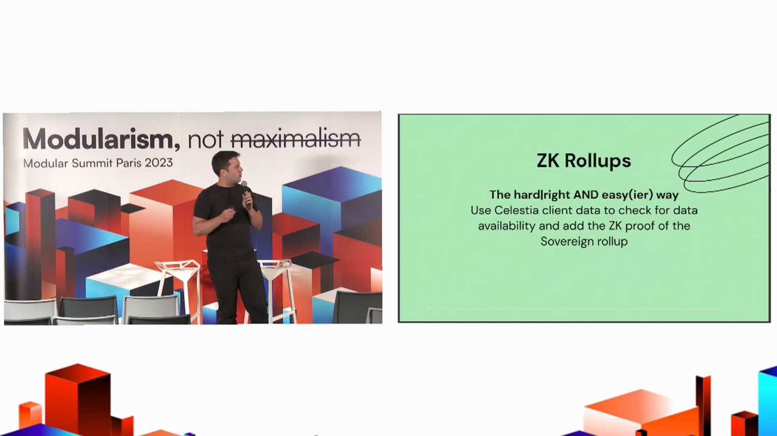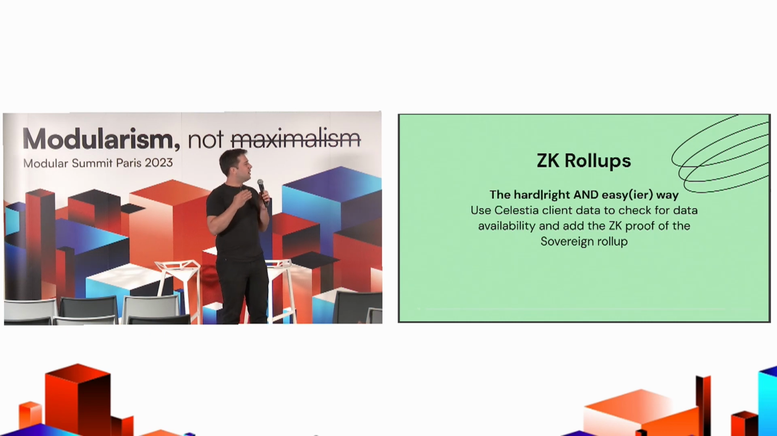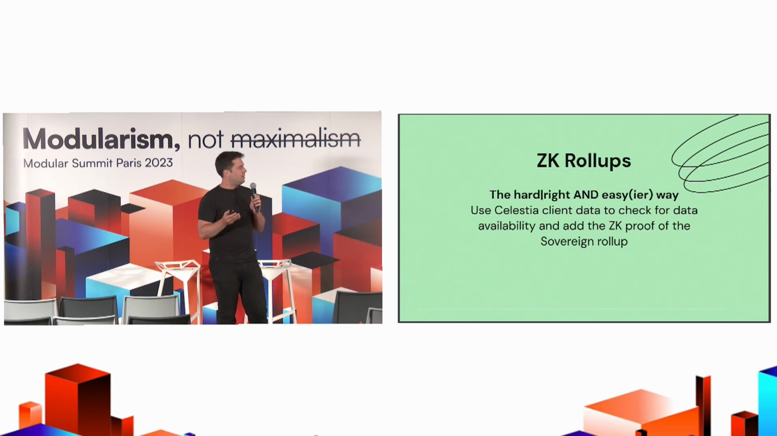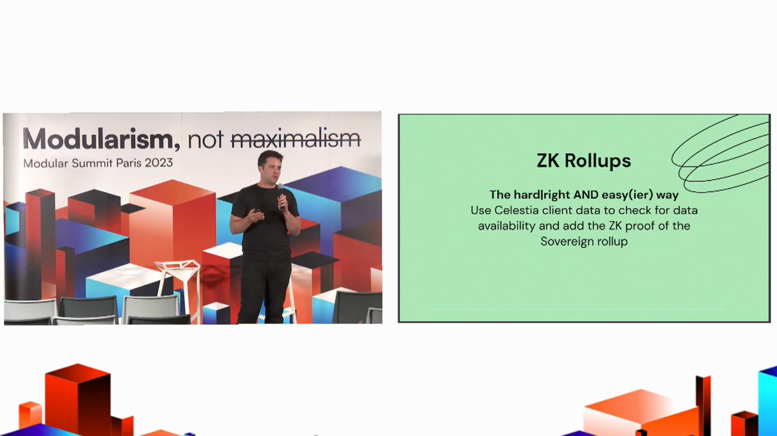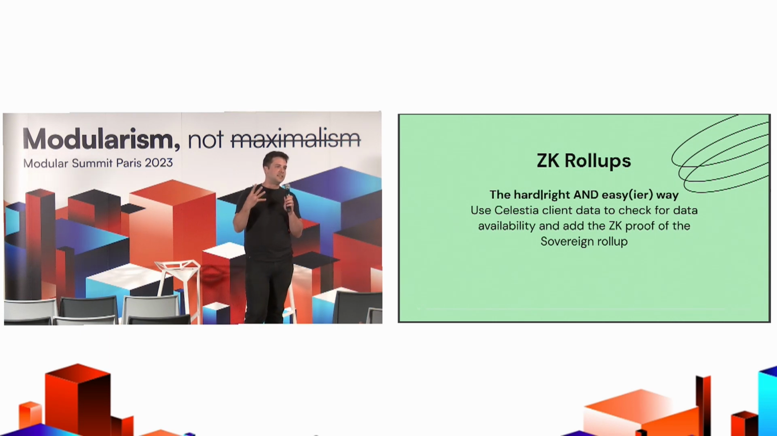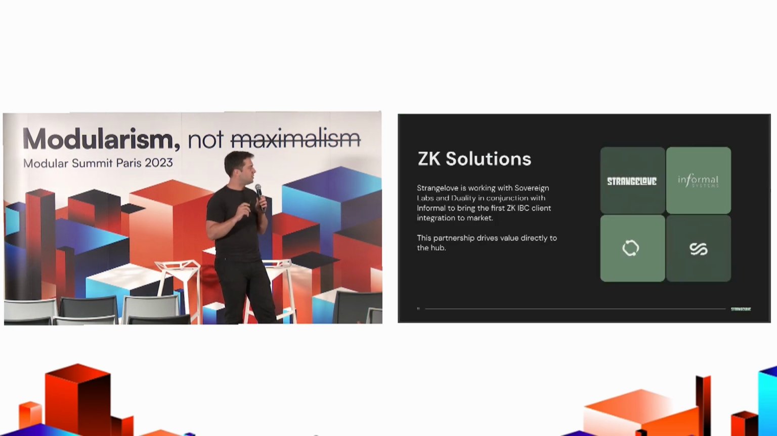But what I'm more excited about is ZK rollups, where the hard way and the easy way are the same. You use a Celestia light node to check for data availability, and then you add the ZK proof to the sovereign rollup, and suddenly you're able to connect directly from that ZK rollup to anywhere else in the IBC network. This is what users want. It's all chains and bridges at the end of the day. And this kind of eliminates the idea of the settlement layer in a lot of ways, which I think is why it's tough from a mental model for a lot of folks.